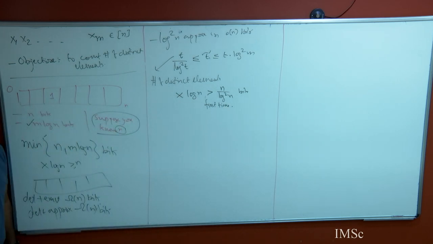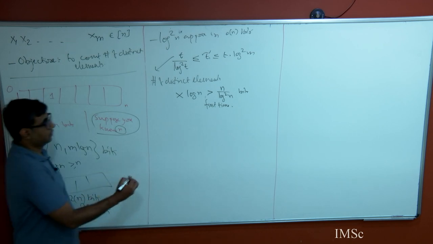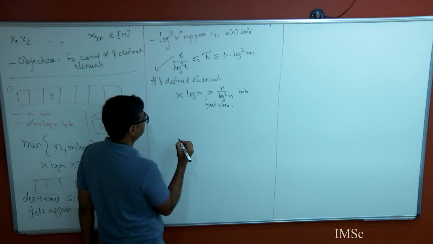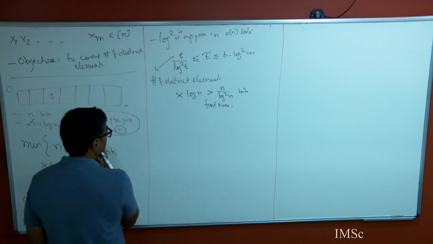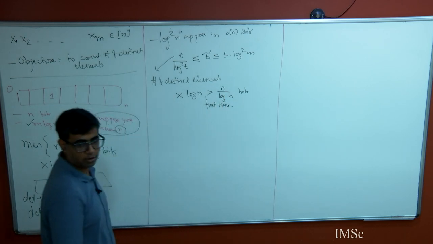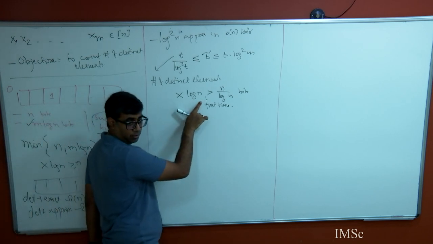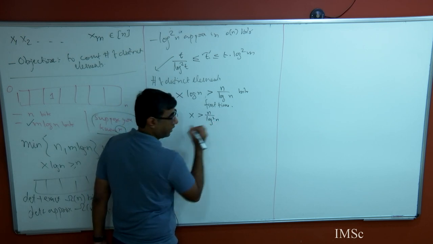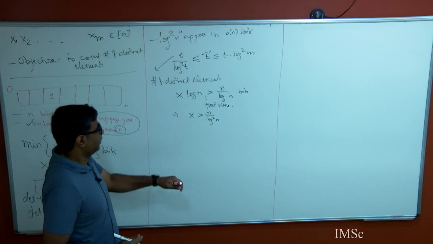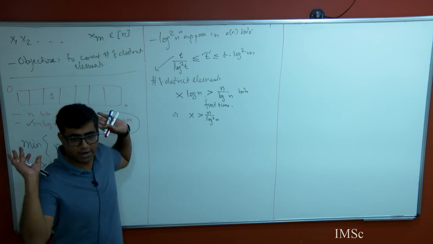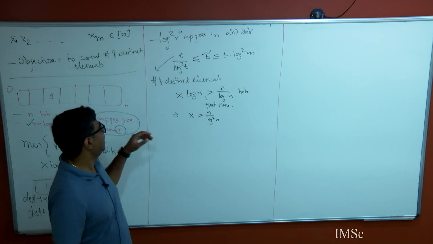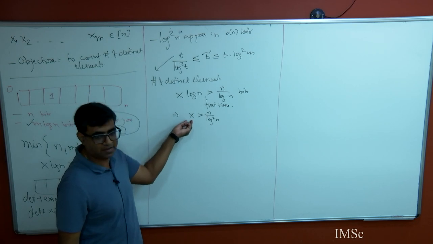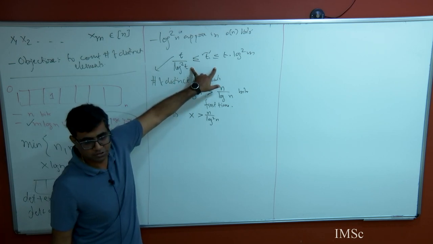Then can I get a lower bound on x, the number of distinct elements? What will I get? N over log n, right. Sorry, n over log n bits. Then I do have a lower bound on x. X is at least n over log square n. So in this case, whatever this x is, if I output this x and forget it, I stop counting, let the stream go, I could output anything between x and n, and that is definitely correct in this range, right?